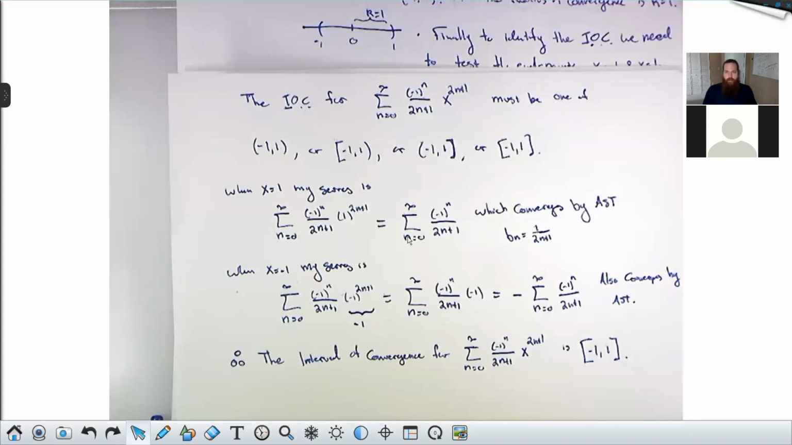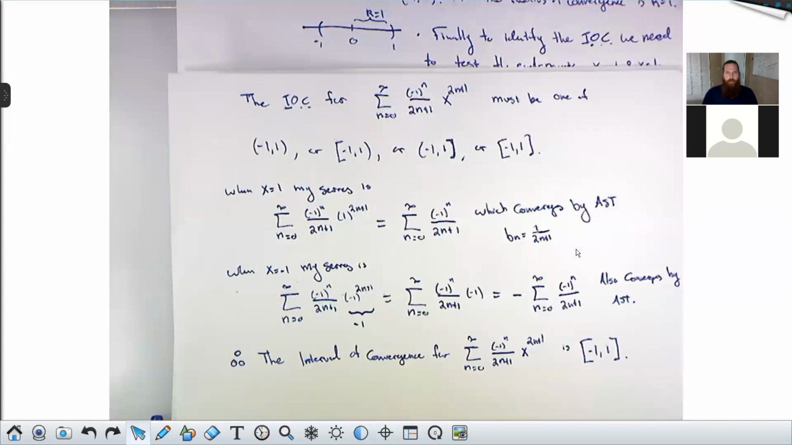Ratio test to get started, and then you plug in the endpoints and you have to decide what test to use for each of those. Sometimes it'll be an AST, sometimes it'll be another, well, no, it'll never be another ratio test. Sometimes it'll be an AST, sometimes it'll be a comparison test, sometimes you'll get a P-series. But always 3 separate convergence questions. Ratio test to get started, and then whatever test is appropriate for the endpoints.